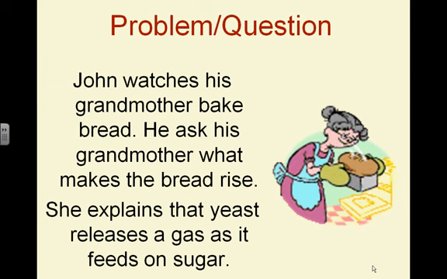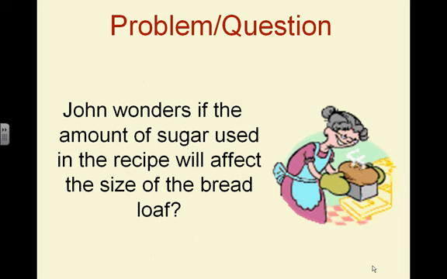So he asks his grandmother about baking bread. She explains to him that yeast releases a gas and it feeds on the sugar, and that's what makes the bread rise. Well, yeast does release a gas known as carbon dioxide, or CO2. That's why when you take a slice of bread and you see the holes in it, is where the gas bubbles have actually popped during the baking process. So yeast release CO2. That CO2 causes the bread to rise, and the only reason they're releasing gas is because they're eating sugar. All right.